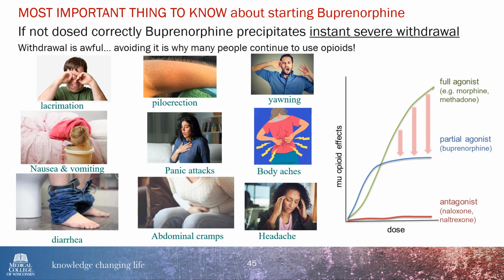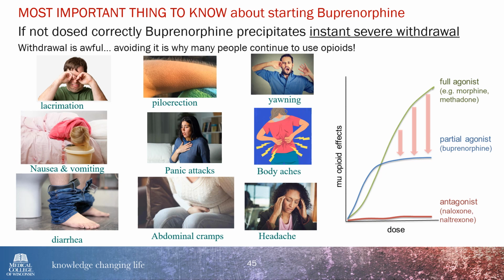So all this leaves us with buprenorphine. It is often the best choice for people with opioid use disorder that are seeking our help. The one thing you need to know about buprenorphine before you can safely prescribe it is that it can cause a syndrome called precipitated withdrawal.